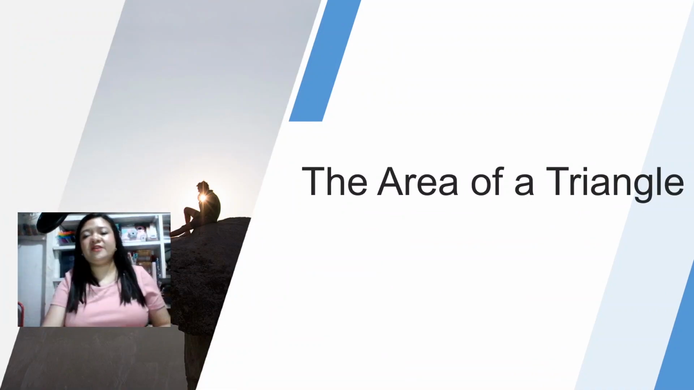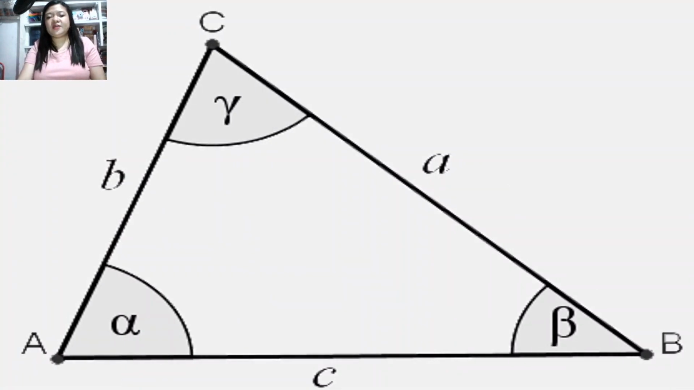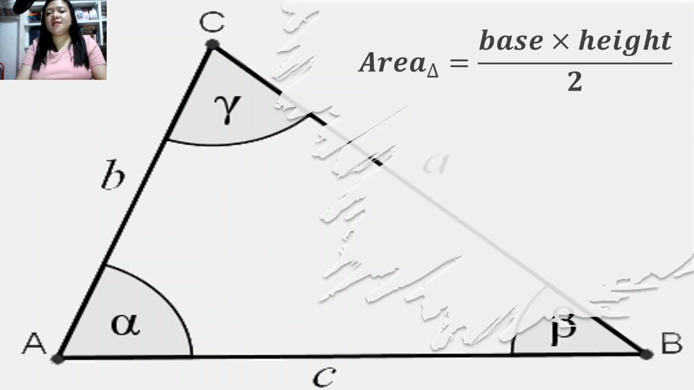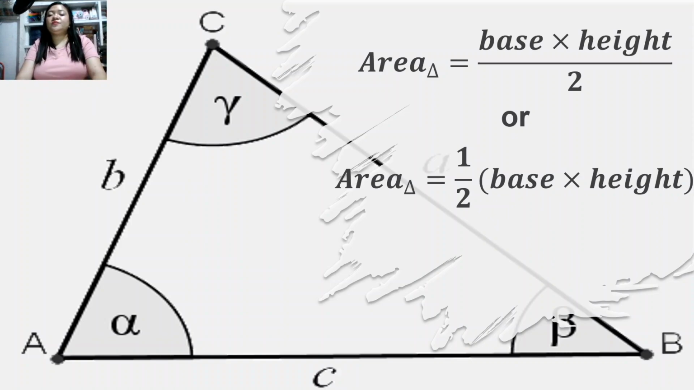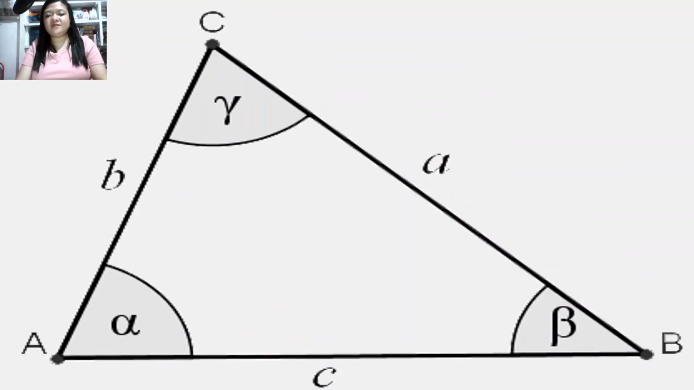Okay, first, let us get the area of a triangle. Suppose we have triangle ABC, whose sides are A, which is opposite angle alpha, B, which is opposite angle beta, and C, which is opposite angle gamma. So how are we going to find the area of this triangle? The area of a triangle is equal to base times height over 2, or 1/2 times the product of base and height. So we have the same triangle, but we will be rotating the bases.